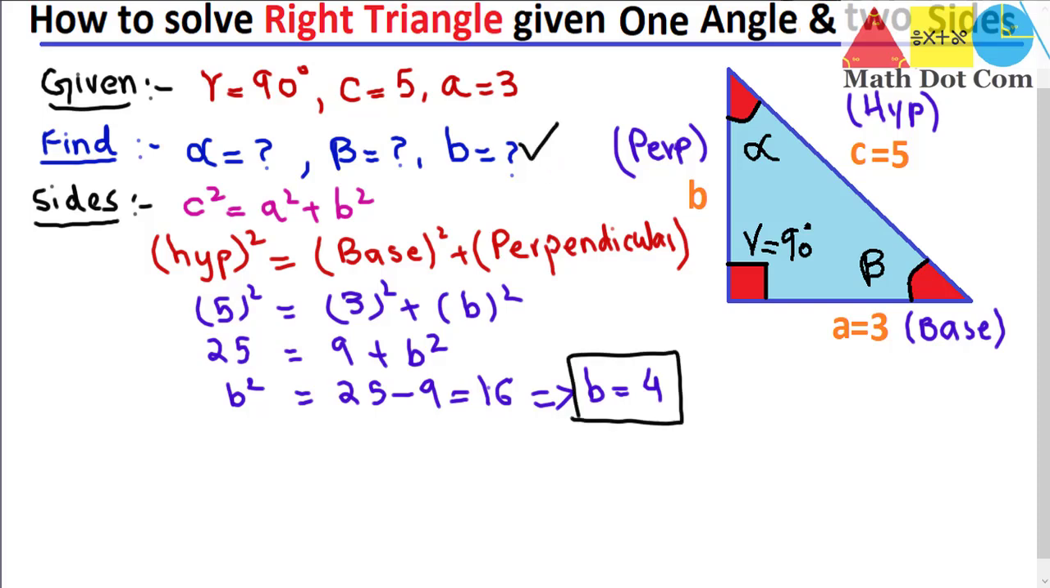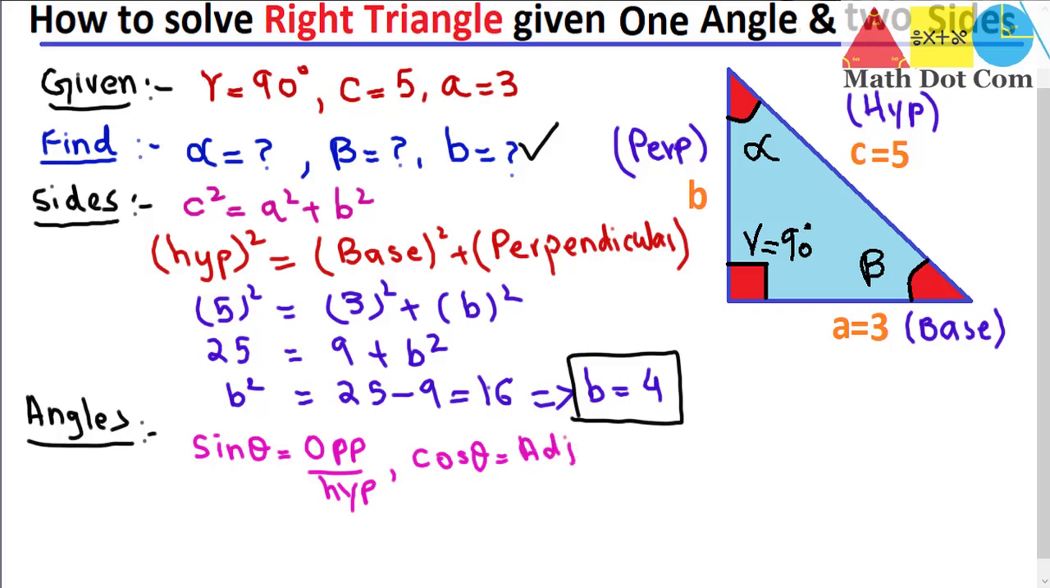Next are the two angles that are unknown, alpha and beta. So I'll write here the angles and we'll find them one by one. For finding the angles, we'll use the trigonometric ratios. You must know the formulas of the trigonometric ratios so that you can easily find them. If I write here for your review: sine theta equals opposite side divided by hypotenuse, cos theta equals adjacent side divided by hypotenuse, and tan theta is opposite side divided by the adjacent side.